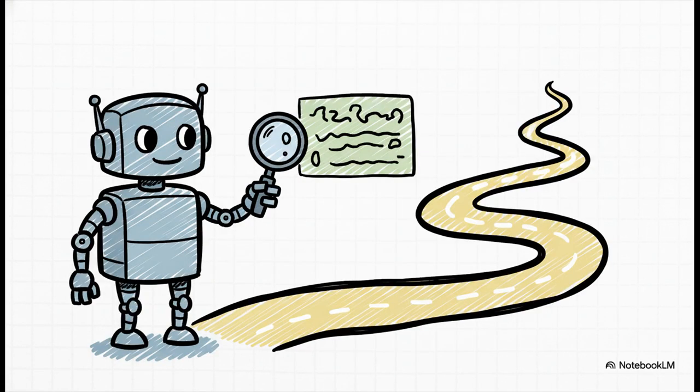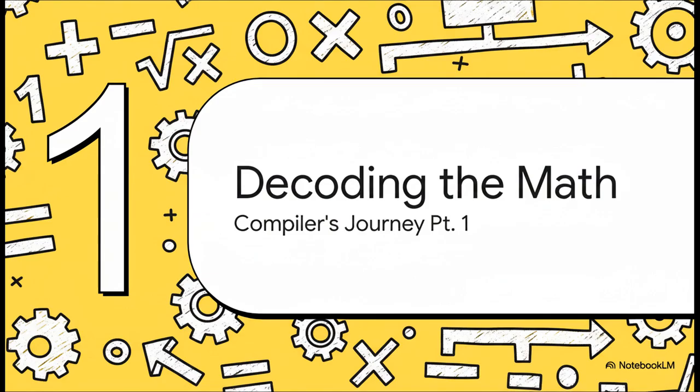All right, we're going to follow this little line of code on a journey, but we're going to do it from a really cool perspective. We're going to see it through the eyes of the compiler itself. What does it notice first? What steps does it take? Let's dive in. Okay, so the very first stop on our journey is all about the numbers.